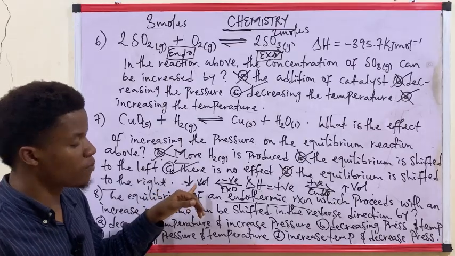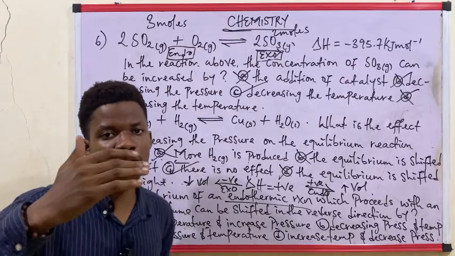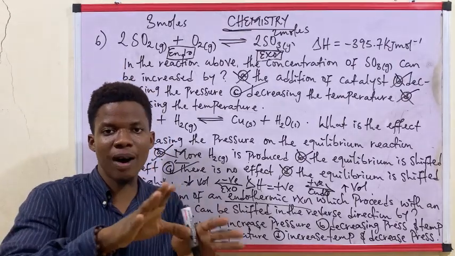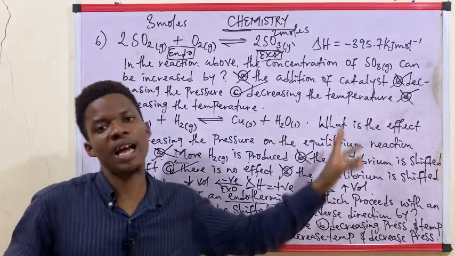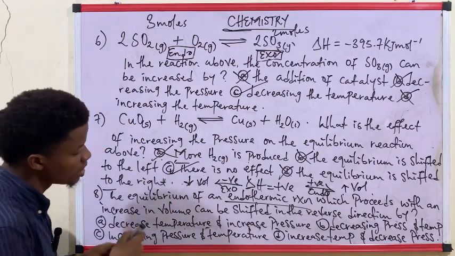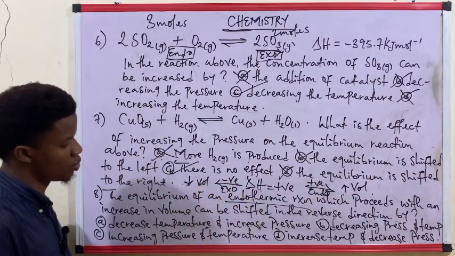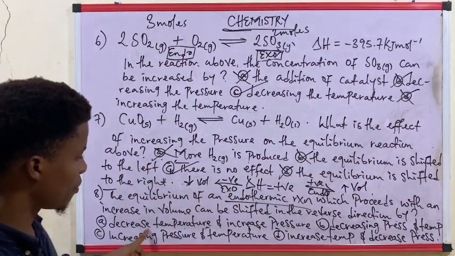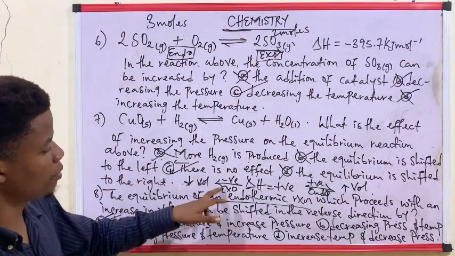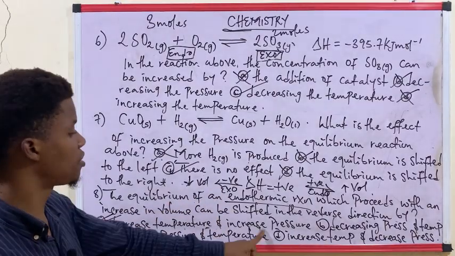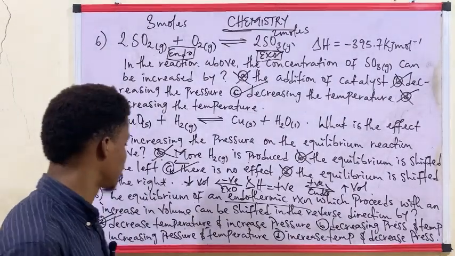To favor lower number of moles or lower volume, we will have to increase pressure. Increase pressure favors the part with a lower volume or a lower number of moles. Decrease pressure favors the part with a higher volume or a higher number of moles. So the answer to this question becomes increase pressure for the low volume and then decrease temperature for the exothermic. So decrease temperature and increase pressure, that's the answer A. Decrease temperature for the exothermic and increase pressure for the part with a lower volume or lower number of moles. So option A is the correct answer to this question.